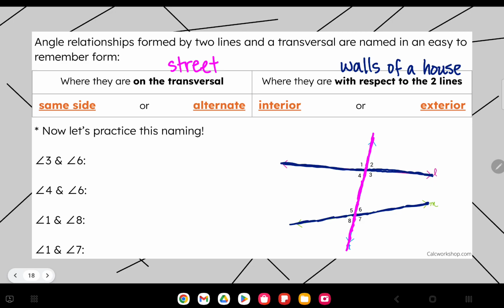Now, if you want to practice this on your own, there is an asterisk in your practice problems for today. Go ahead and pause the video and see if you can figure out the naming on your own.